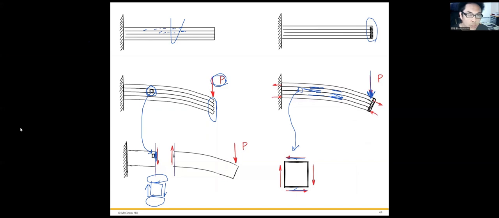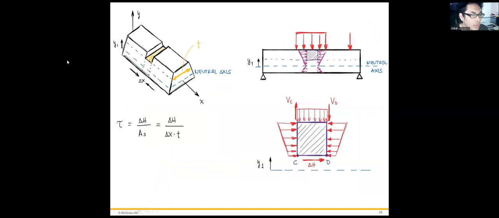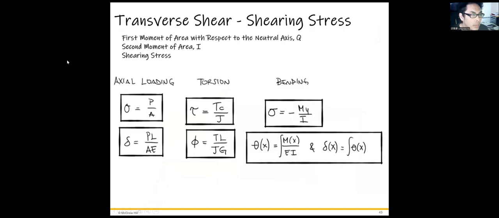So what is this shear called? This shear is called the transverse shear.